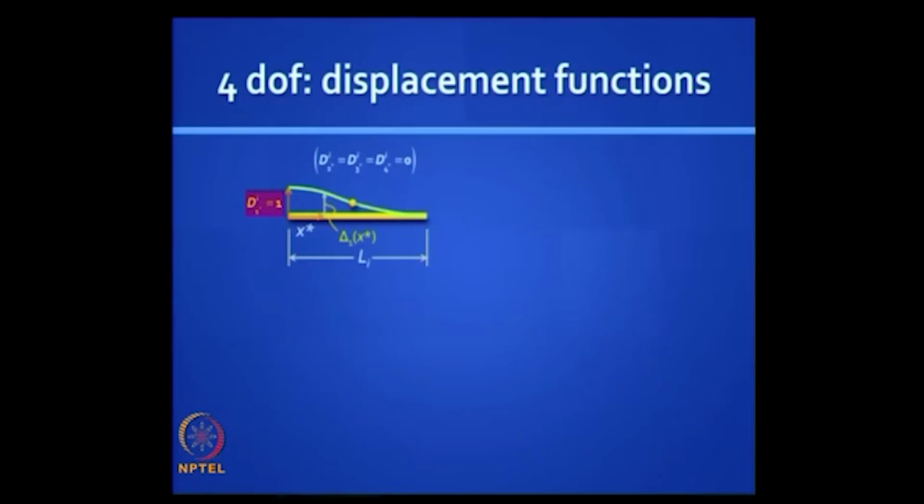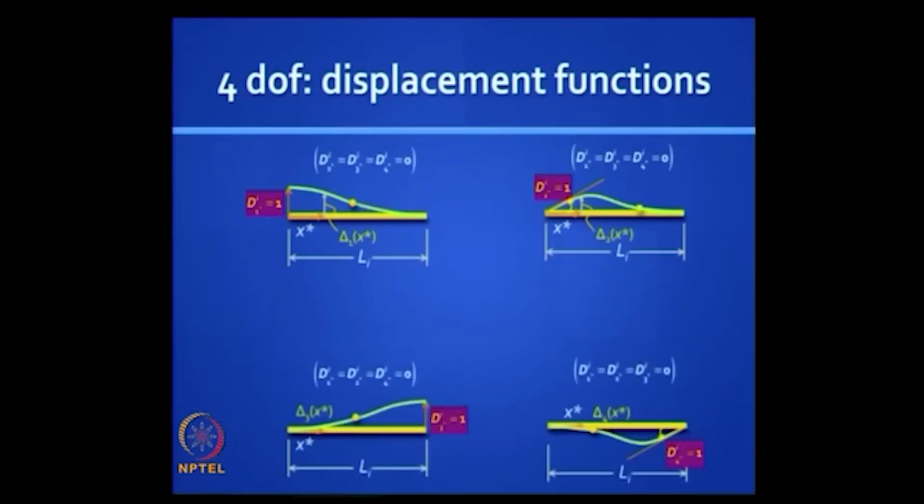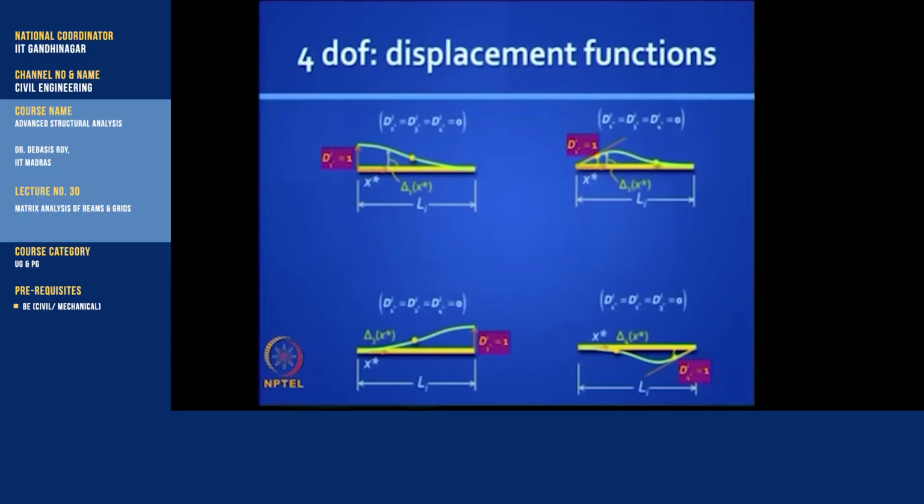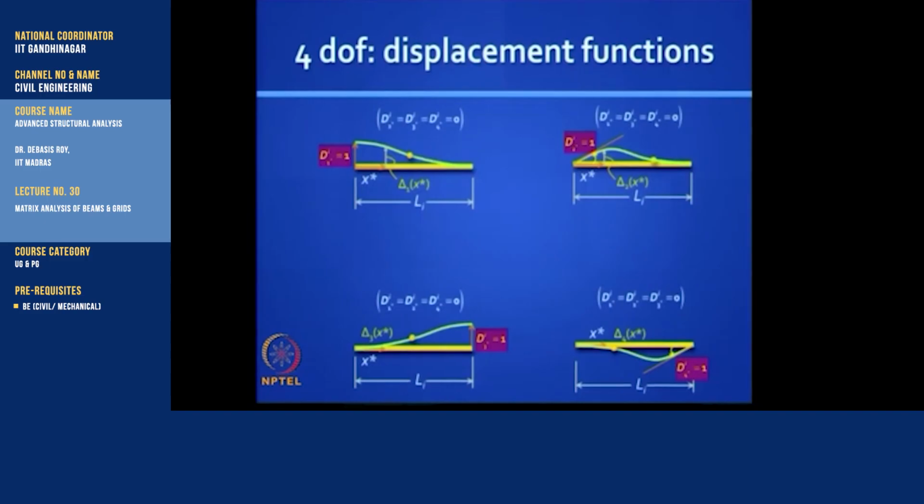In the first column you apply D1 star equal to 1 and you arrest the other degrees of freedom. This is the picture that you get. The next one you apply D2 star equal to 1. We have done this before, so that is the picture you get. Next you apply D3 star equal to 1, D4 star equal to 1, you get those same deflected shapes flipped over either laterally or vertically.